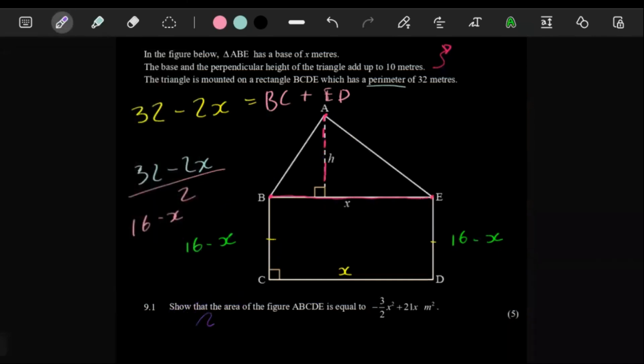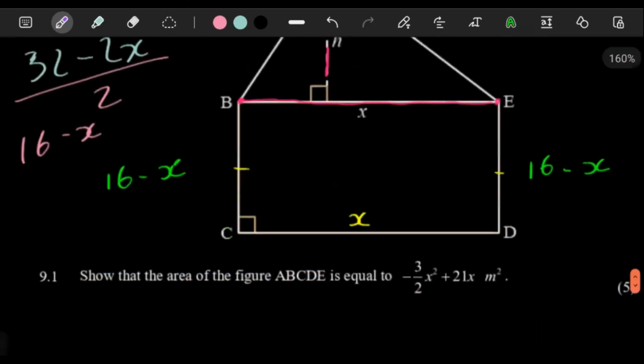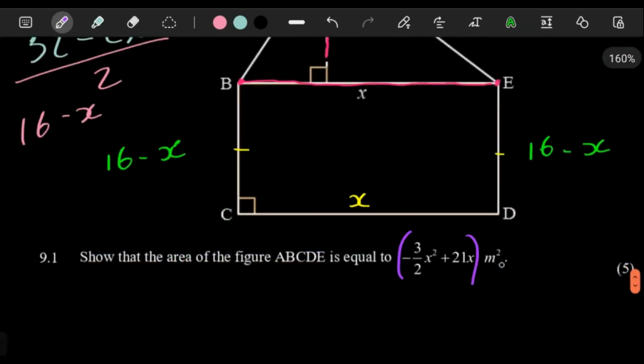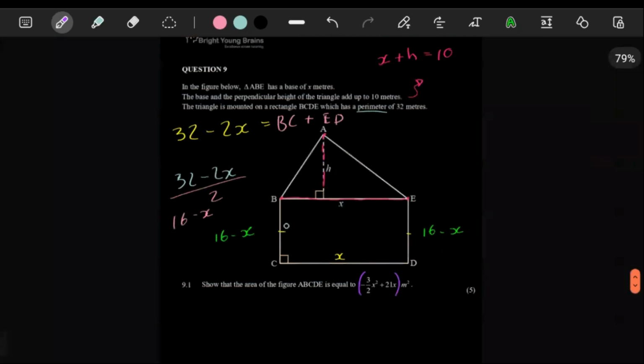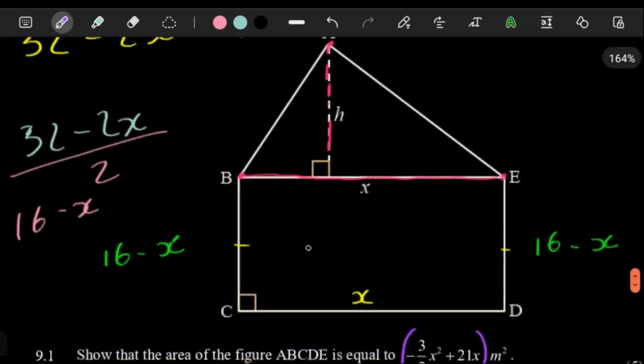you see now, if you're going to read this question, show that the area of the figure A, B, C, D, E is equal to this expression. The one thing is that this entire value here is meters squared, right? Which is fine. But this entire value here, there is no other variable except for X. So already you want to know, okay, fine, the area of this shape is not going to be difficult to get. And you already saw that the area of this shape here is just length times breadth.